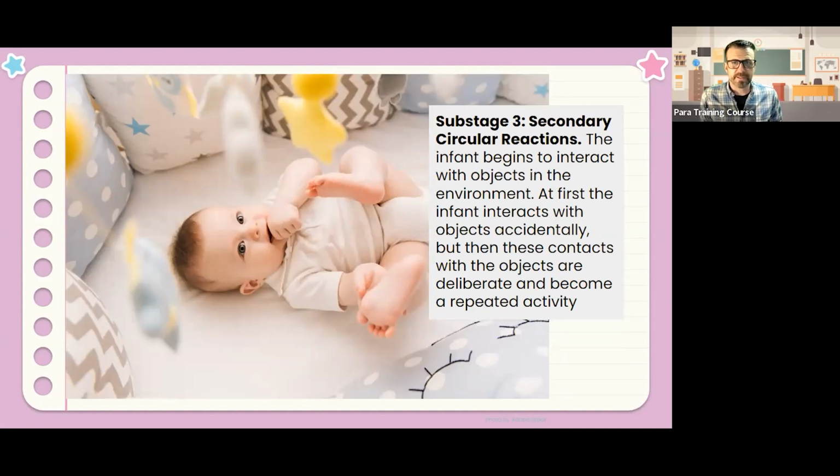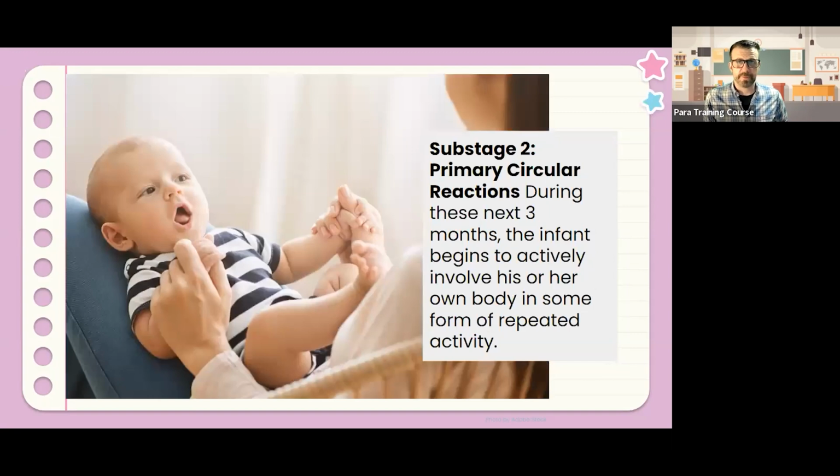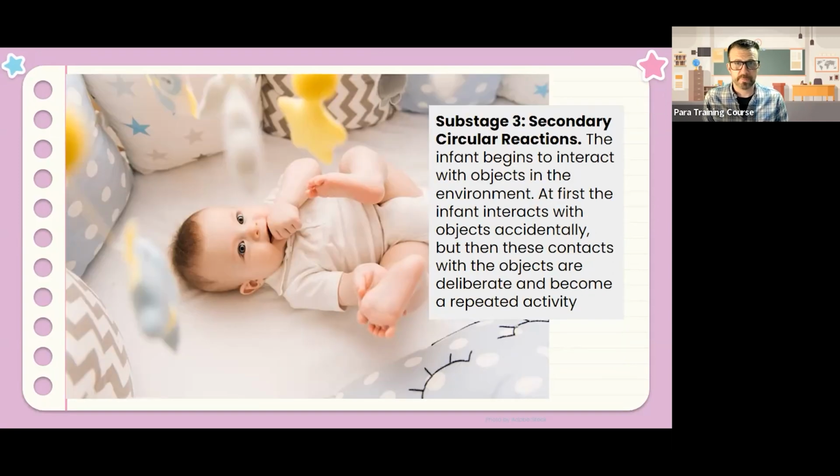Sub-stage 3 is secondary circular reactions, where the infant starts to interact with objects in the environment. At first, they interact with them accidentally, bumping into them and stuff like that. But then these contacts with objects are deliberate and become a repeated activity. So going from primary to secondary reactions, we see a bit more deliberate character to the actions of the child.